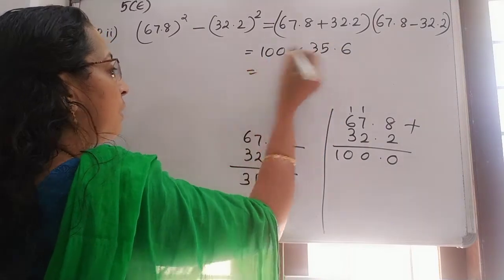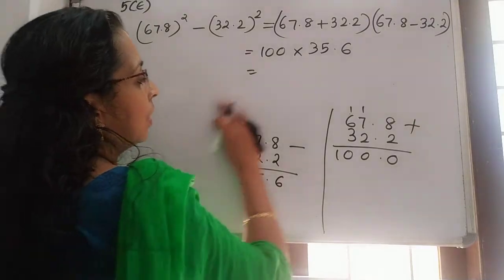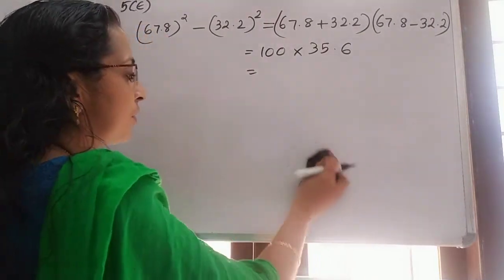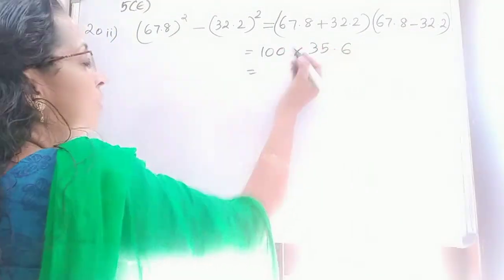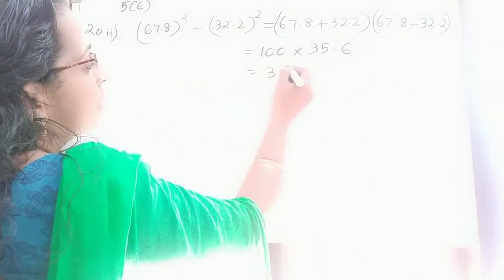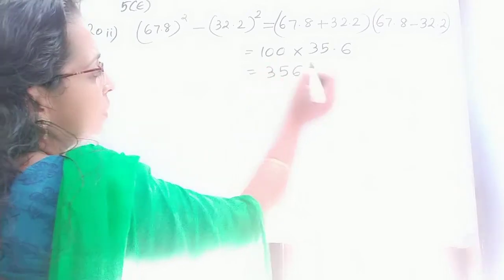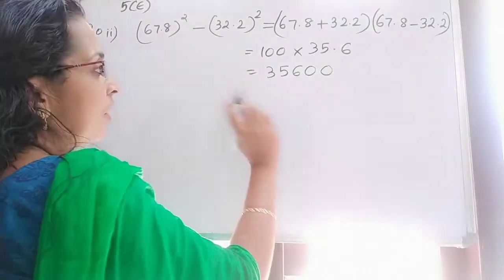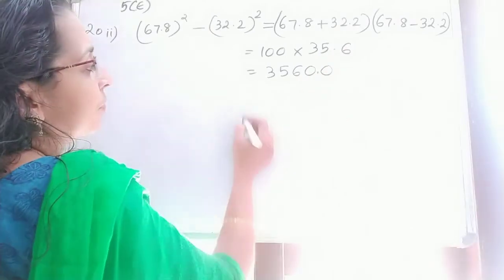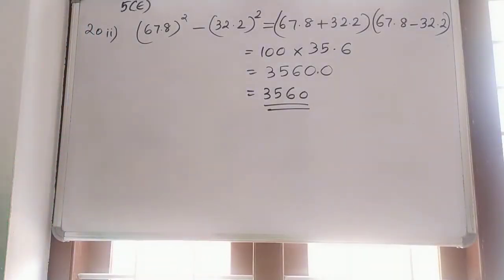So 35.6. How can we multiply this? 35.6 into 100. First, don't think about the zeros or decimal places. 356 into 1 is what? 356. Then 2 zeros we want to add. Then after that, remove one decimal place. So remove one decimal place. So 3560 is the answer. Second one.